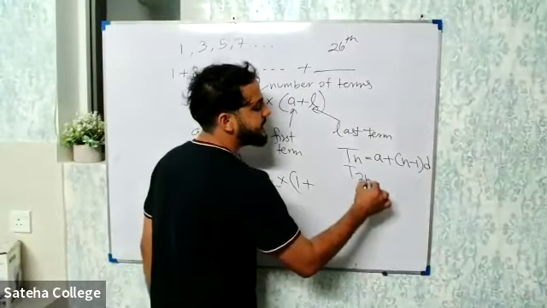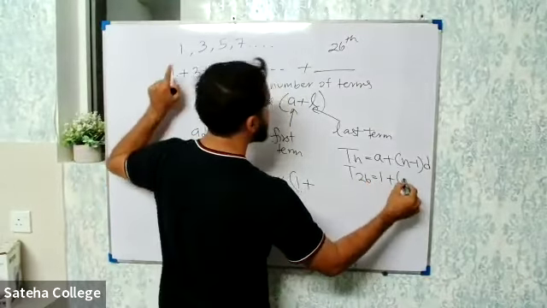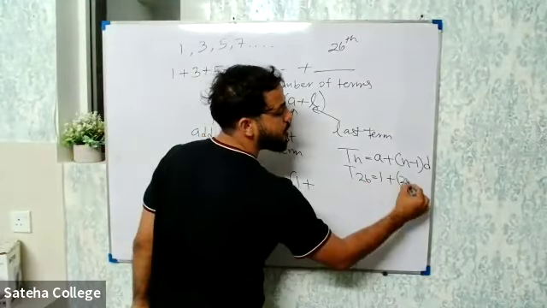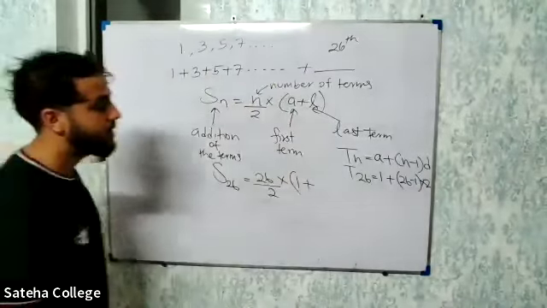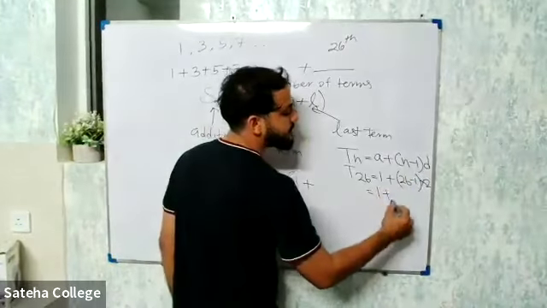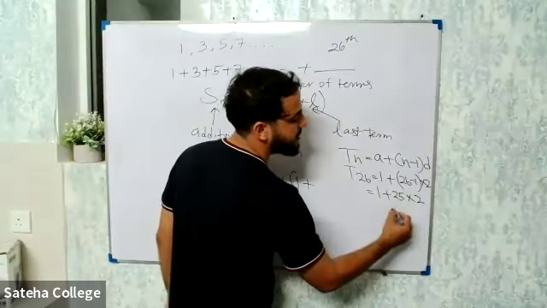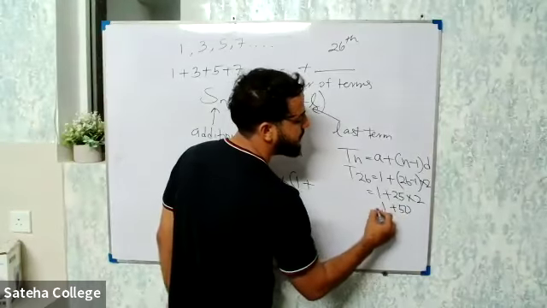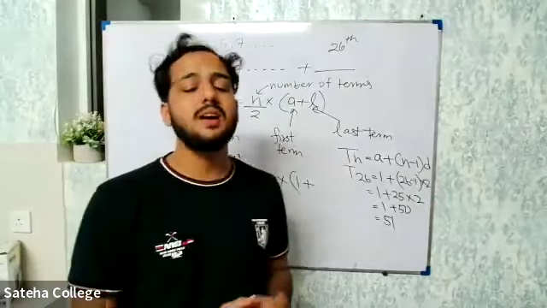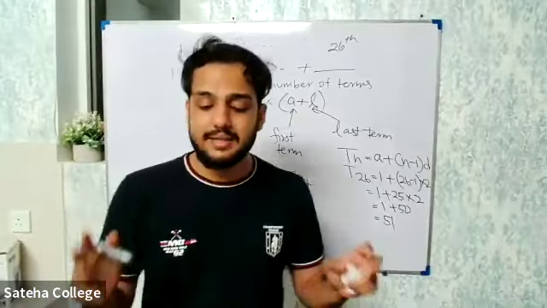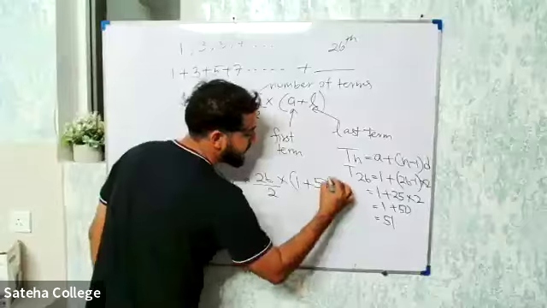So T26 is equal to A, your first term, 1, plus n minus 1, where n is 26, so 26 minus 1. Common difference is equal to 2. So 1 plus 25 into 2. 25 into 2 is 50. 50 plus 1 is equal to 51. So the last term is equal to 51. Now you can put that here.